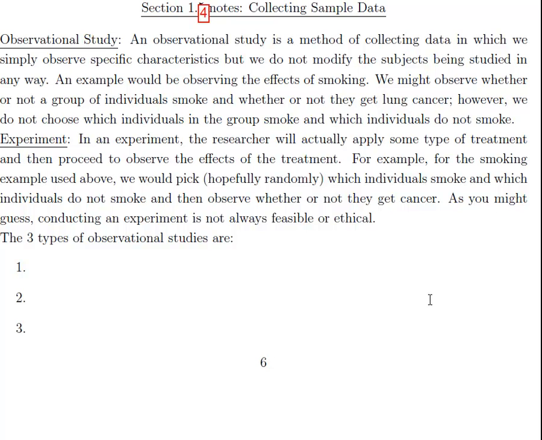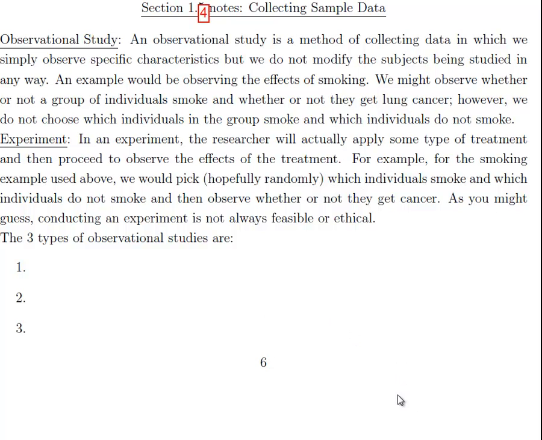collect the data. So two different types of studies would be an observational study. An observational study, you're just observing specific characteristics that people do or animals do, but you don't try to modify the subjects in any way. An experiment means that the researcher will actually give the subjects a treatment to follow. For example, you might tell the subjects to smoke or not to smoke, and then you would record whether or not they get cancer. And so an experiment requires usually more work, more money, and it's not always feasible or ethical to do.